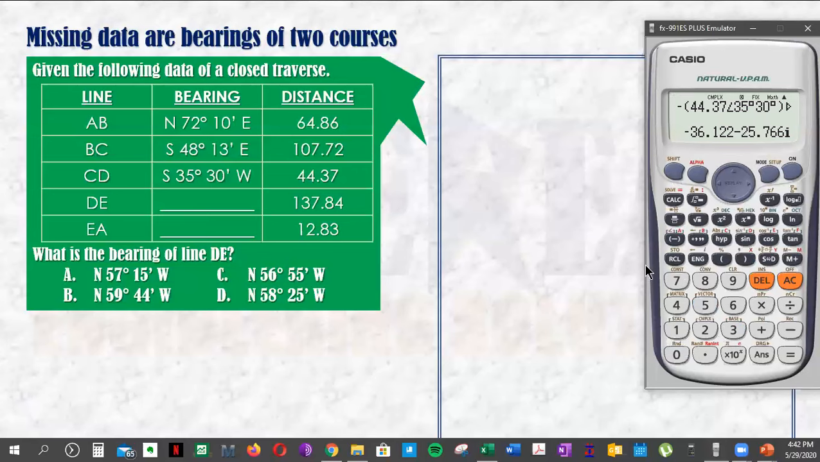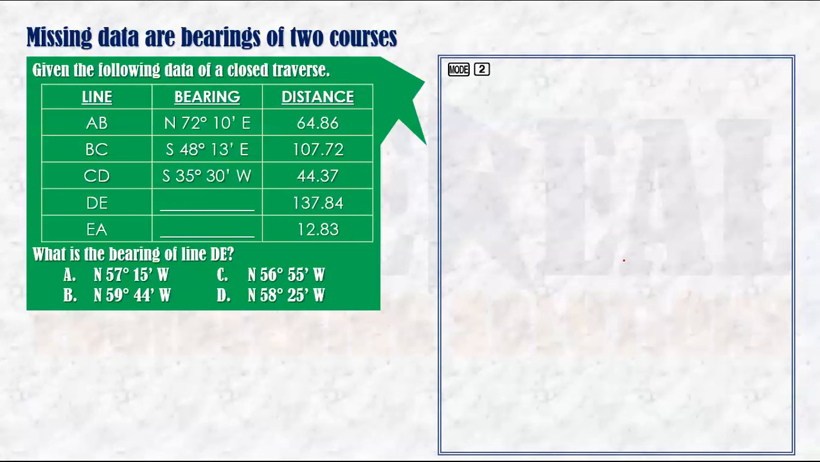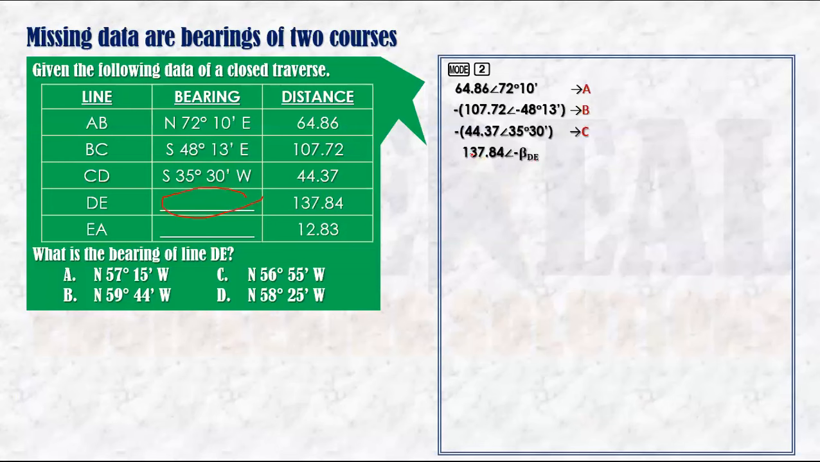Okay, if possible, follow along as you are watching. So that's it. I'll store them. Now, since we do not know the bearings of this, and we are to solve for this, supposedly it goes like this: 137.84 angle negative beta. Why is it negative? It's because the choices are consistent with direction. They are all northwest, and for northwest we negate the angle, remember, from the sign conventions? So that is supposedly the D.